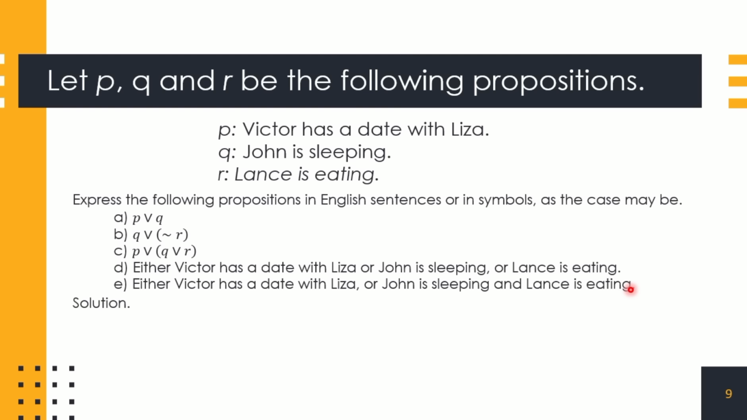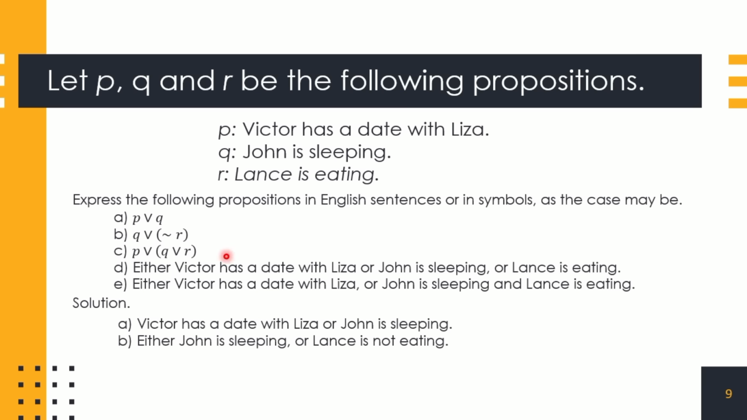Okay, so sa letter A, B, and C, naka-write siya in symbol. So, gagawin natin in sentences, kagaya sa letter D and E. So, for letter A, madali lang kasi lalagyan lang natin ng word na or. So, Victor, yung P natin, that is Victor has a date with Liza, or John, so yung Q natin, John is sleeping. And for letter B, either.